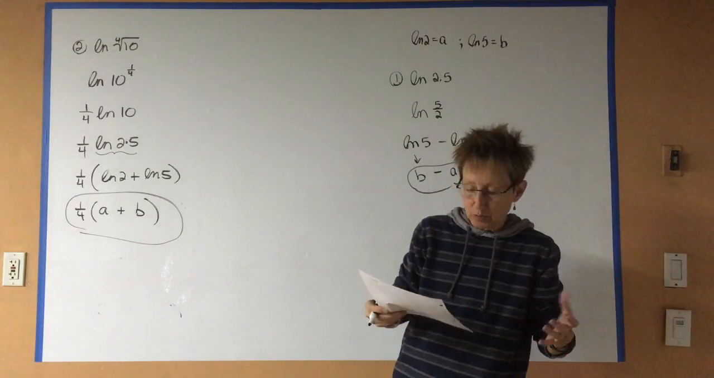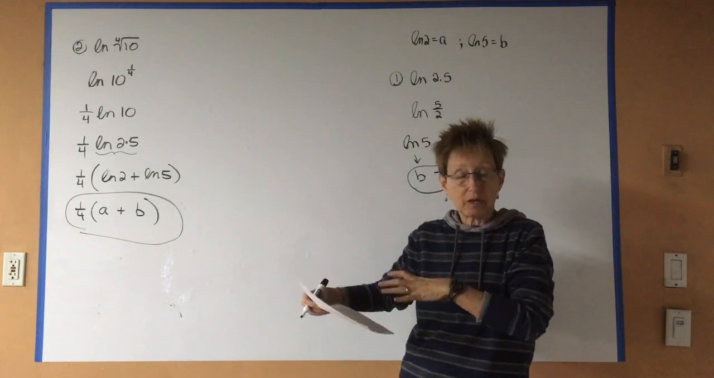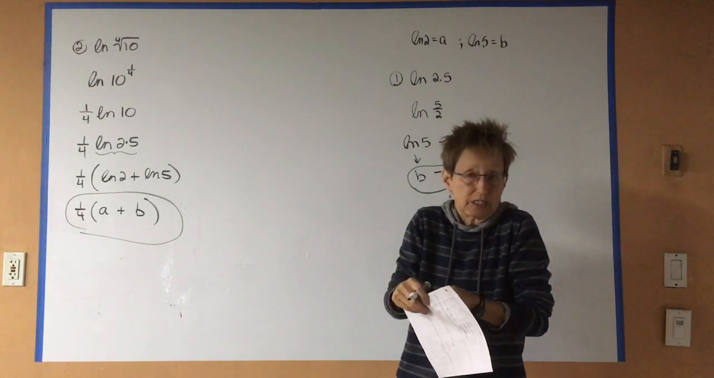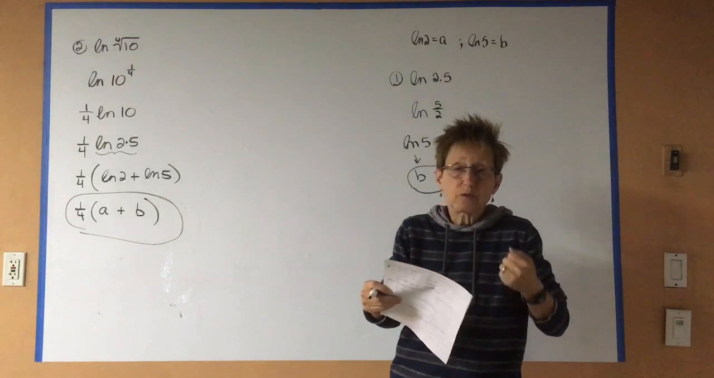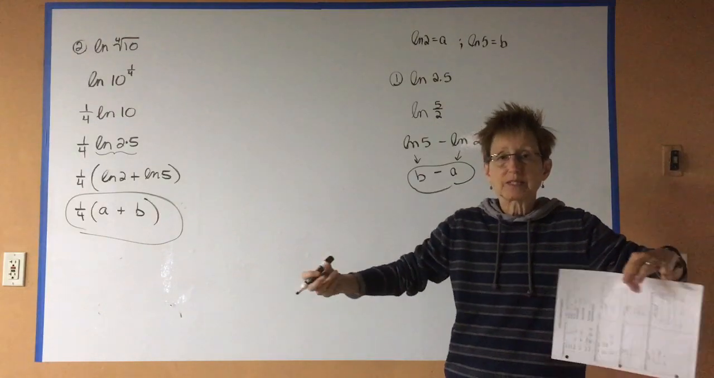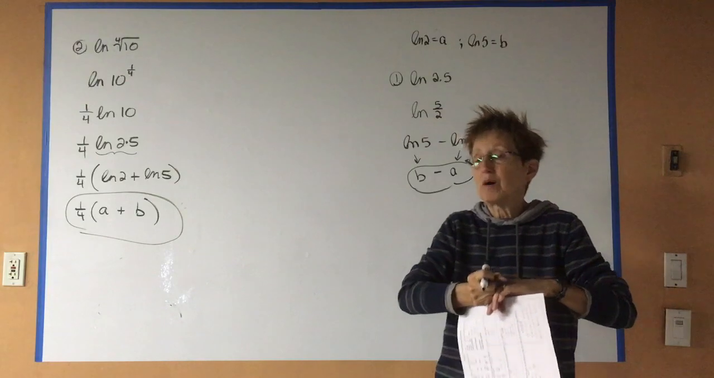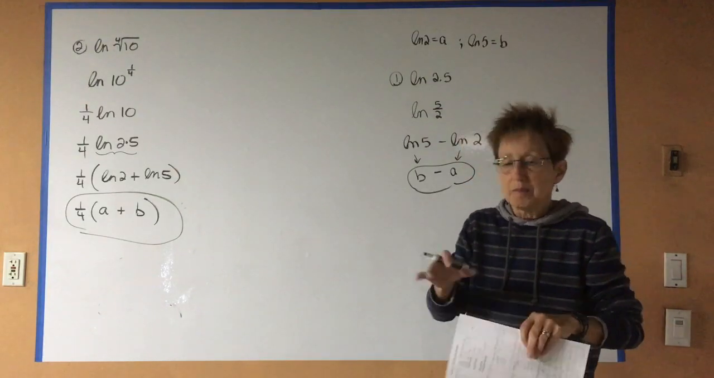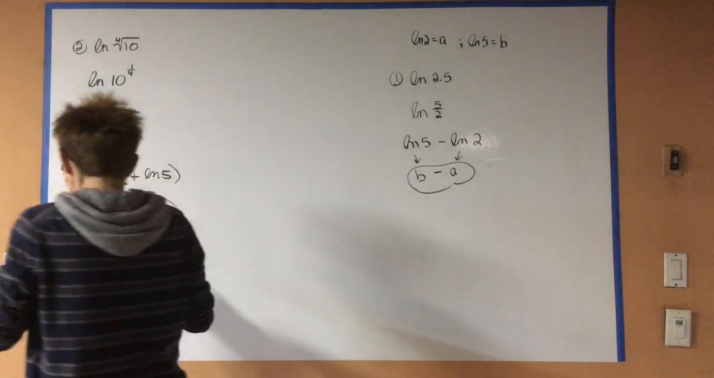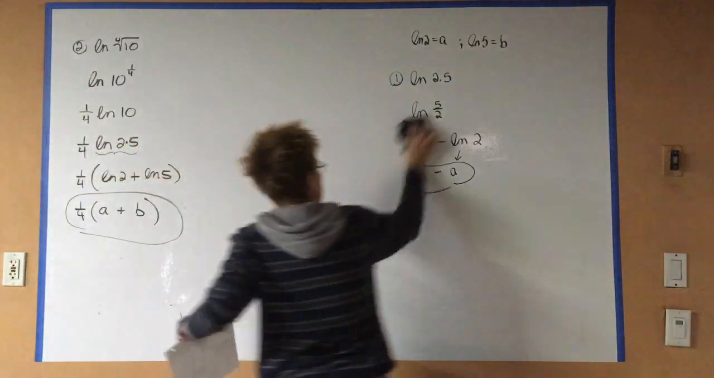So sometimes we go from one log and we expand it into a bunch of separate little logs, or we have a bunch of separate little logs and we condense them into a single log. Honestly, what do we use more often? 4, 5, and 6, where we have a bunch of logs and we want to condense them into a single log, because that will help us solve log equations. But we're going to practice in both directions using the properties. So we're going to look at number 1 here and see what we can do with it.